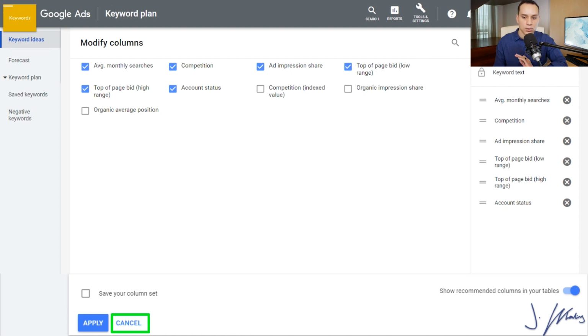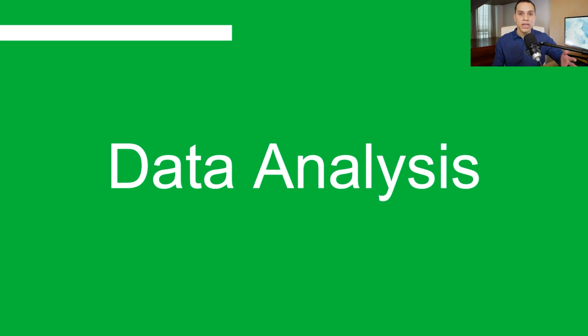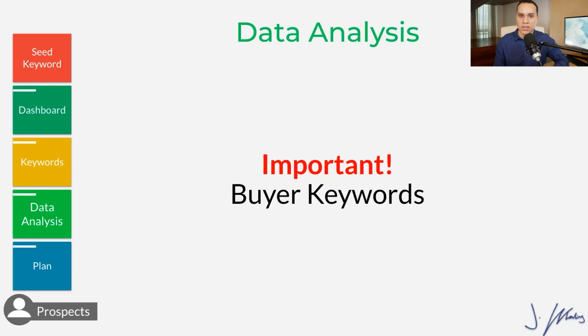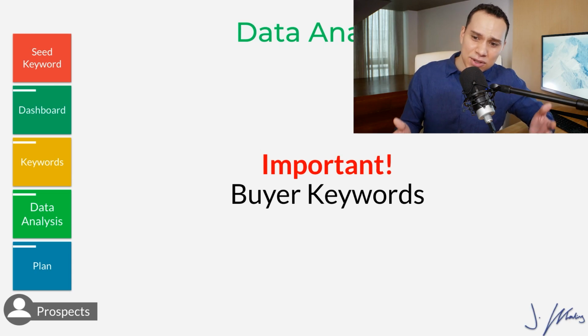Common sense just is king here. So we'll go back into our interface, and now we get to move on to the fun part, data analysis. So we have gone through the dashboard. We've gone through how you can filter out different keywords. So hopefully now you have a nice lean, mean list of keywords that actually represent buyers. They might buy, or they might be looking for something.